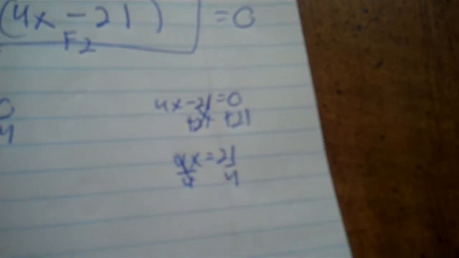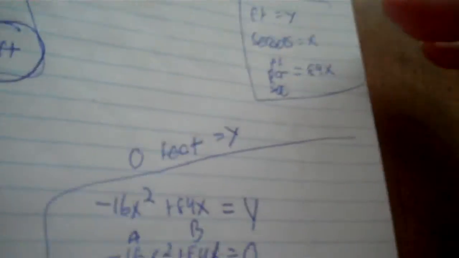Divide by 4. Now that doesn't divide evenly. You can keep it 21 over 4. So over here you put 21 over 4, and if you wanted to divide that, 21 divided by 4 is 5.25 seconds. Okay, either one of those is okay. So again, the gravity comes first, then the velocity, then where it starts from, if it's 0, you just disregard it, equals y, and then 0 feet goes in for y.